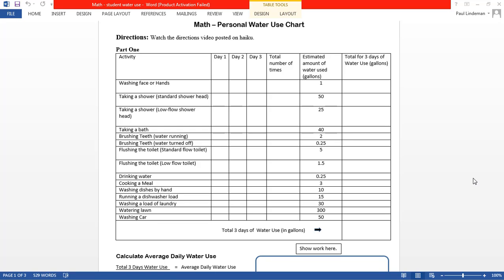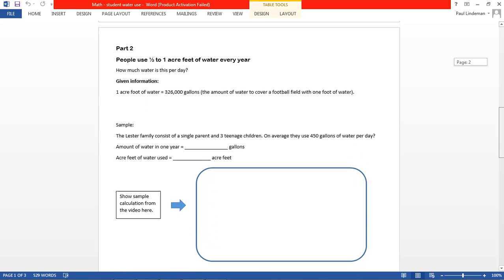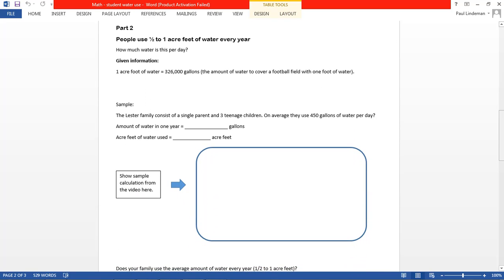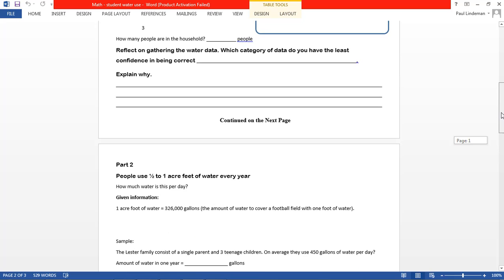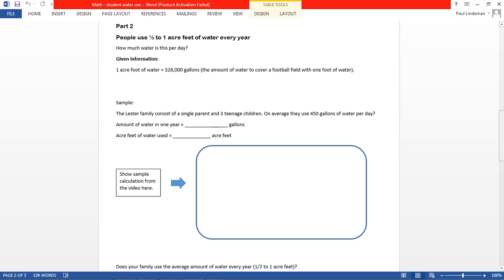Hello, this is part 2 of personal water use chart, and we're going to be calculating how much water you use in a year. So we filled this out last time, so now we are on this part of the assignment. So you should have figured out how much water you're using per day on average, and whatever that number is, you're going to multiply that by the number of days in a year, so the amount of water in 1 year.